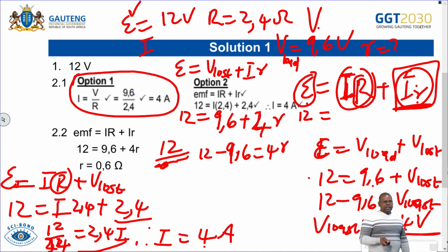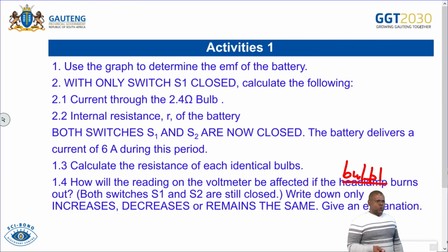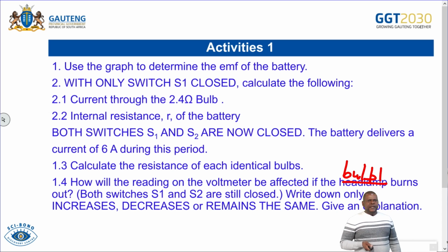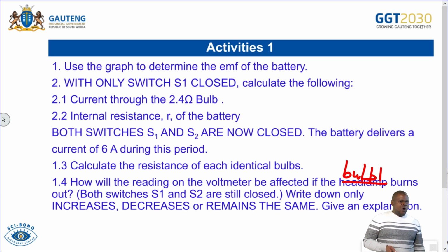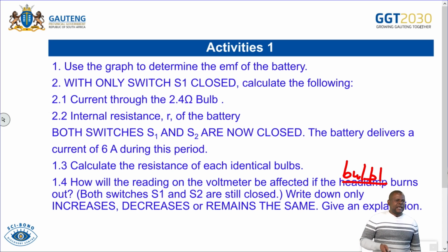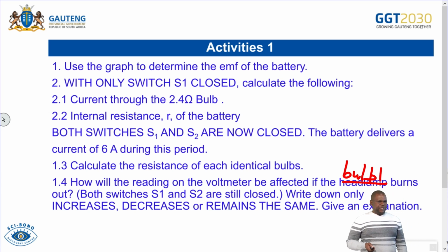Now, another question that we'll be looking at: they say both switches, switch 1 and switch 2, are now closed. The battery delivers a current of 6 ampere. From there, they say calculate the resistance of each bulb.